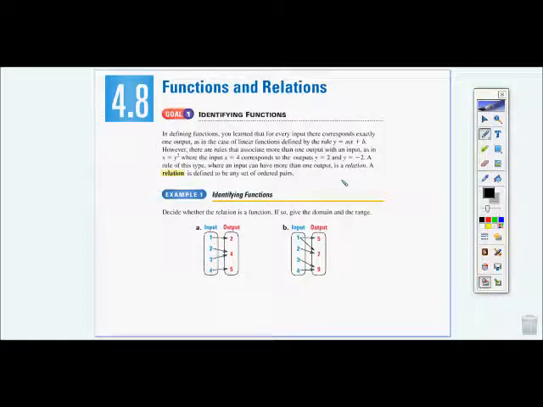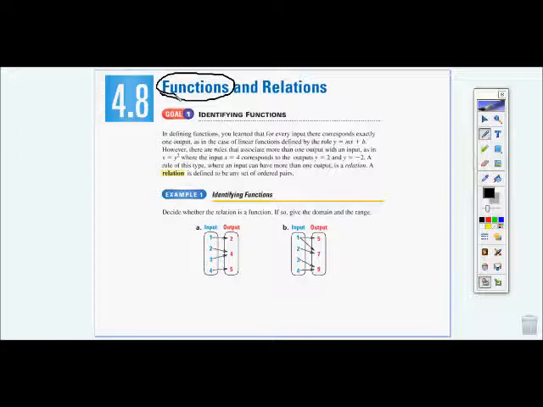Chapter 4 will conclude with Lesson 4.8. We're going to come back to how we started Chapter 4, when we snuck in Lesson 3.7, where they first introduced functions. Now, because we've also learned about graphing linear equations and solving linear equations, we can bring in functions and relations. So, first of all, we just need to be able to identify a function.